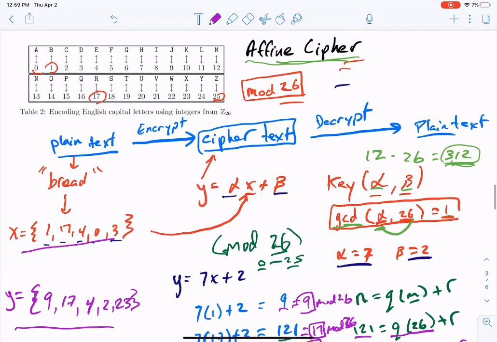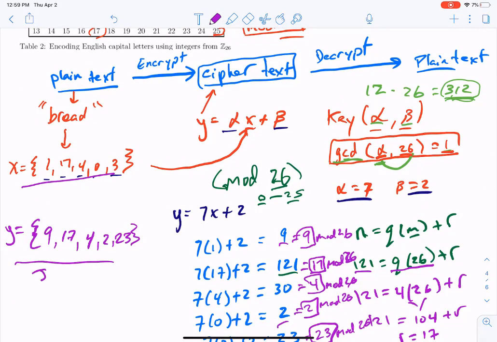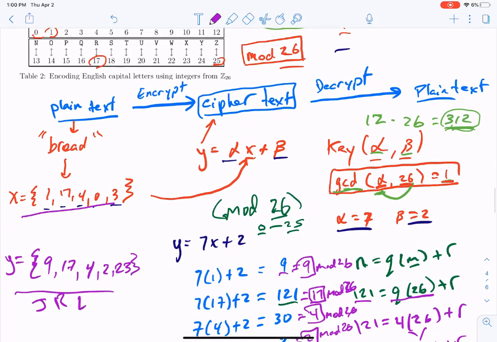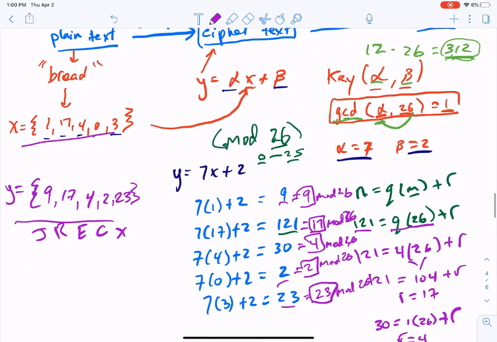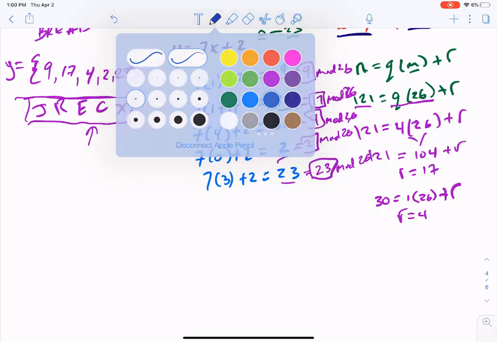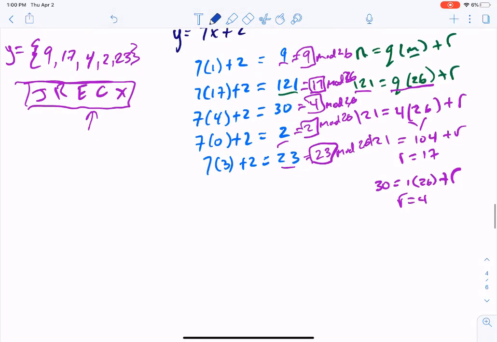So let's do this. 9 is going to be a J. So I got 17, which is R, 4, which is E, 2, which is C, and 23, which is X. So this word, which is bread, I've encrypted, and now it says this, which is not even a word. Okay, so somebody that intercepts your message will get that, and they will have no idea what it says, theoretically, unless they can crack the encryption.